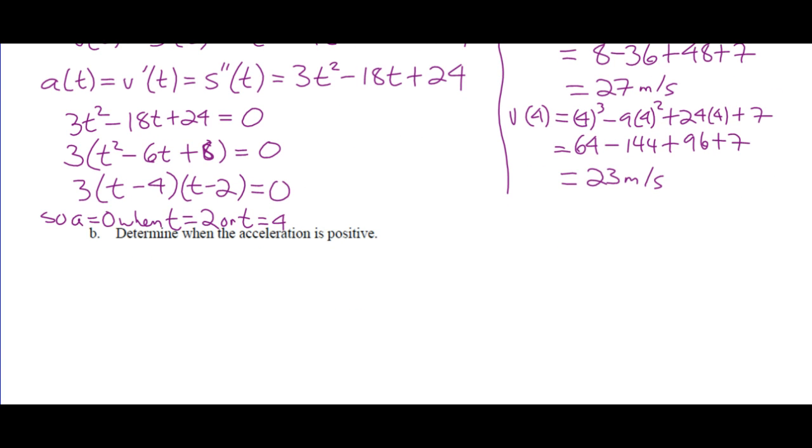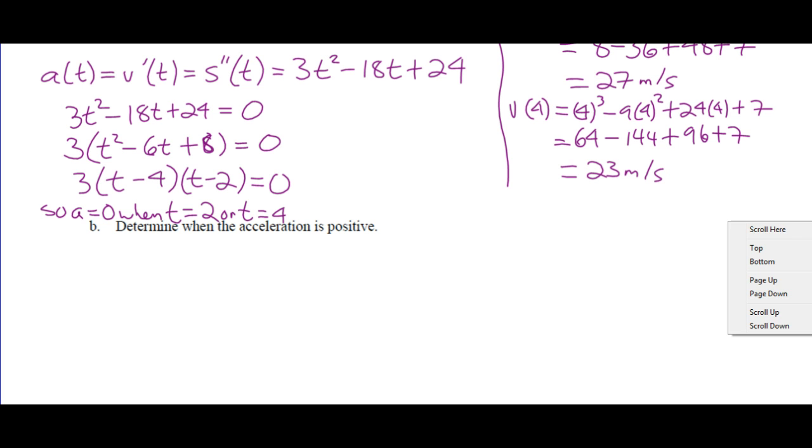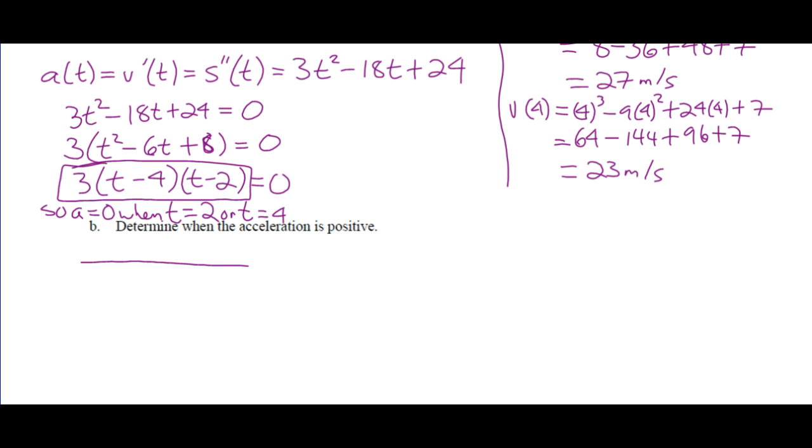Determine when the acceleration is positive. Okay, so acceleration is this, right? So when is that positive, right? So we can just do a little sign analysis, right? We've got zeros at 2 and 4, so if you've got a 0 at 2, then on one side of 2 it's positive and one side it's negative. Okay? So just do the whole thing with 2 and 4. And I assume we're not really going below 0, right? It doesn't make any sense to do negative times.